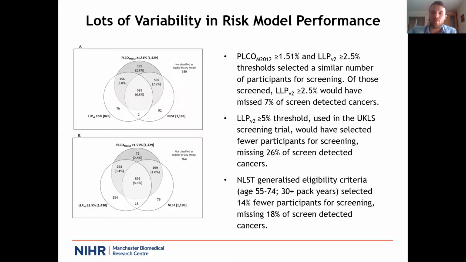And if you compare it with the generalized eligibility criteria, that's sort of one-size-fits-all criteria, you would have selected 14% fewer participants for screening, and you would have missed 18% of screen-detected cancers. So it seems like it would have performed less well than the risk prediction models in this instance.